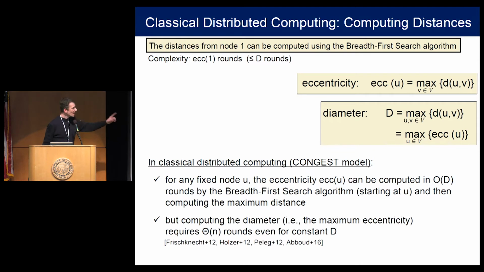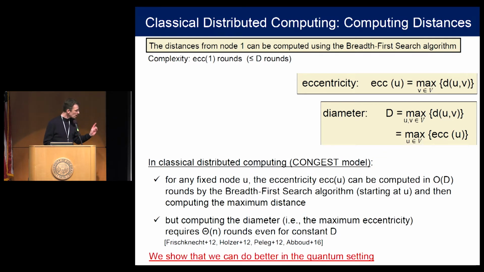But computing the diameter, that is the maximum eccentricity, it's much harder. It's known that this requires n rounds, even for networks with small diameter. So more precisely, we can show that distinguishing between a network of diameter 2 and a network of diameter 3 requires n rounds. Okay? So it's a very hard problem.